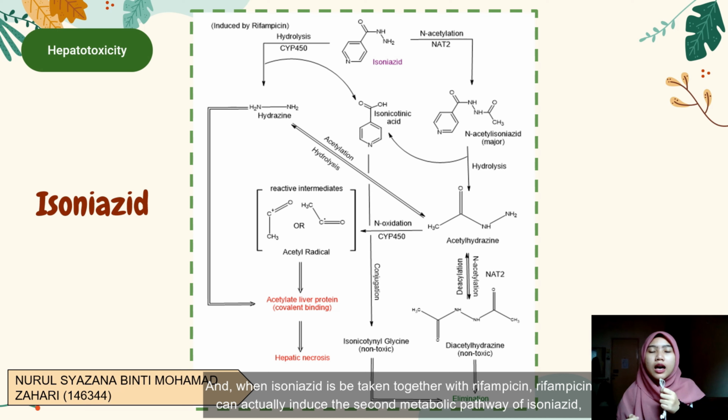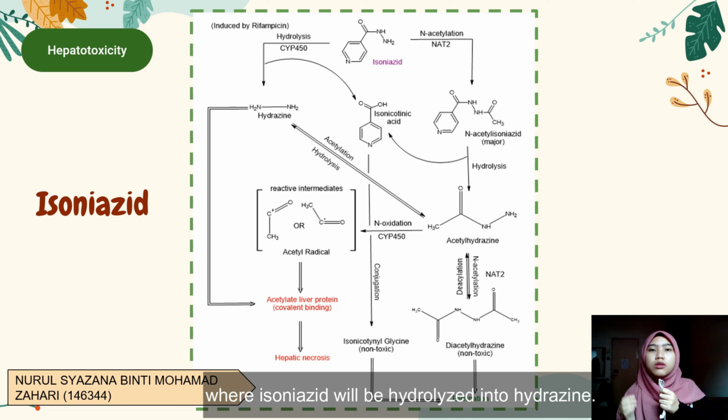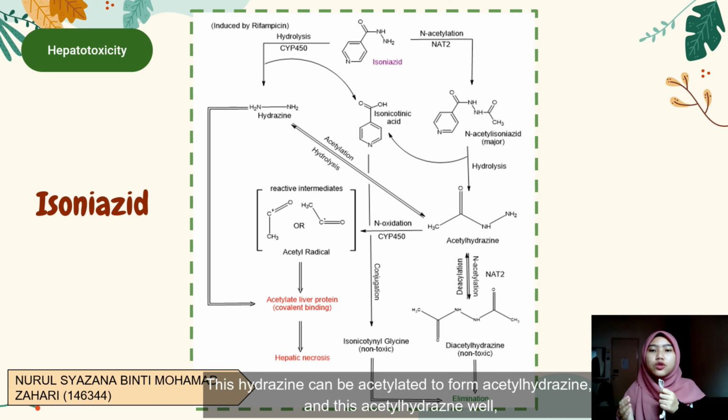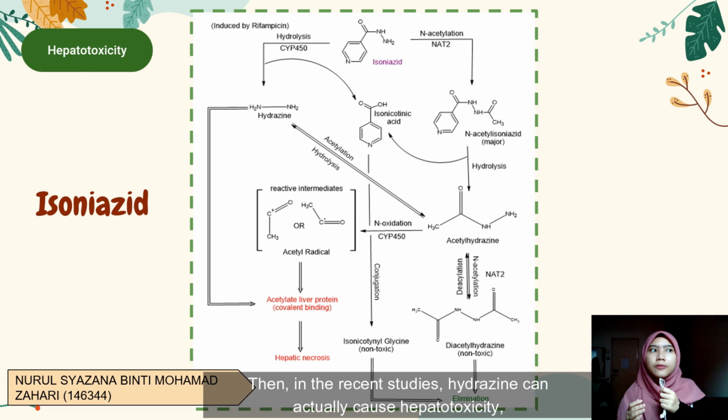necrosis. And when isoniazid is taken together with rifampicin, rifampicin can actually induce the second metabolic pathway of isoniazid, where isoniazid will be hydrolyzed into hydrazine. This hydrazine can be acetylated to form acetylhydrazine, and this acetylhydrazine can be oxidized into acetyl radicals, just like the first pathway. Then, in recent studies, hydrazine can actually cause hepatotoxicity, where it will covalently bind to liver protein and cause hepatic necrosis too.